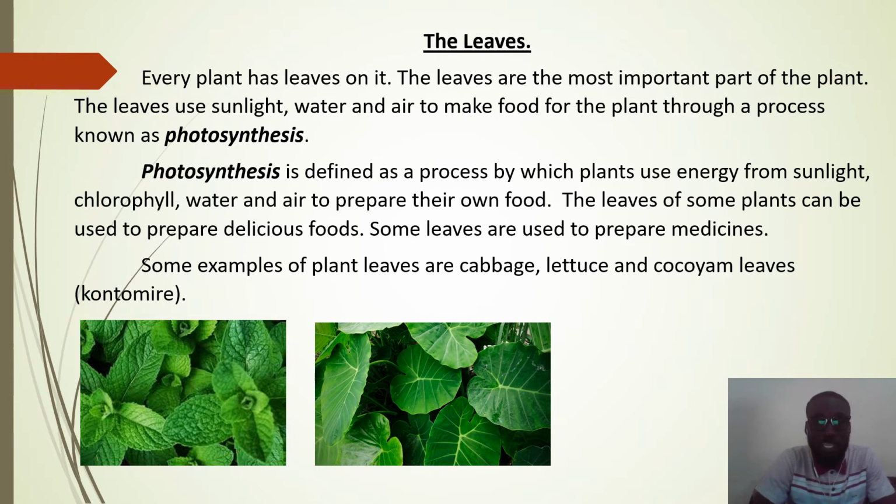Now let's take a look at the leaves. Every plant has leaves, and these leaves vary. Some are broad, some are thin, some are big in size, some are small in size. The leaves are the most important part of the plant. The leaves use sunlight, water, and air to make food for the plant through a process which is known as photosynthesis.